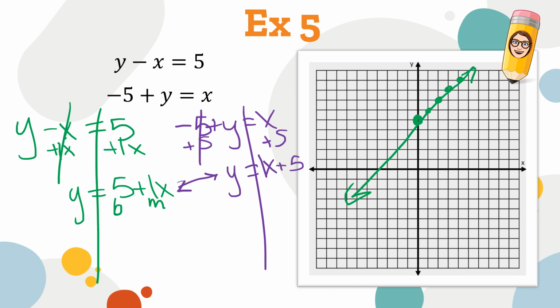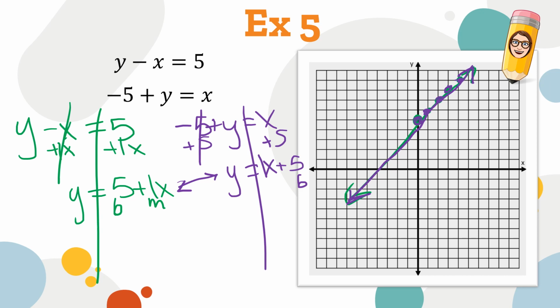They're the same. So if I began again at 5 and rise 1, run 1, I'd have the exact same line. Now you don't have to redraw it, of course, because I'm not even going to be able to tell. And you might already know the equations are the same.